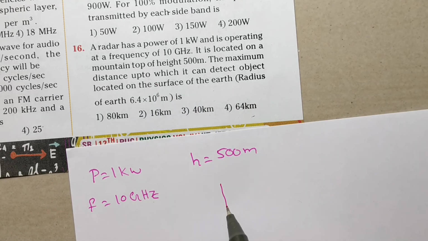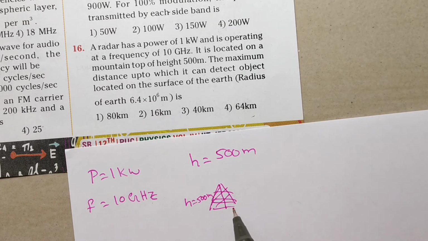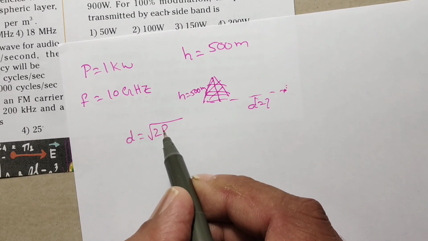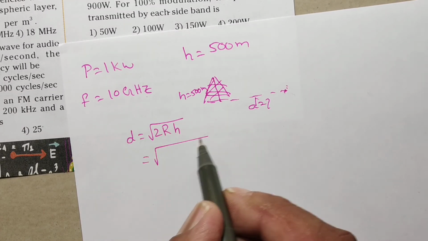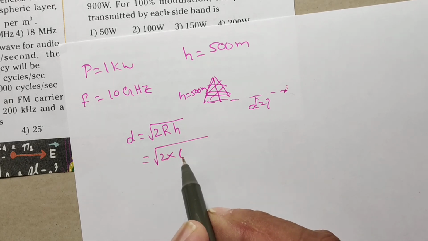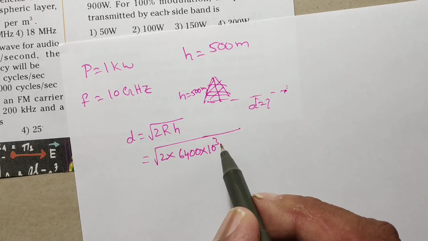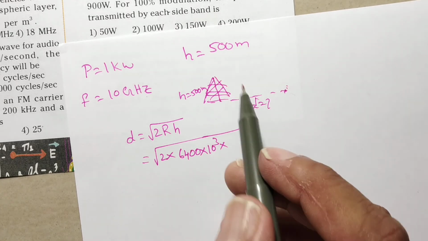Okay, now let us consider this is the mountain. The height is 500 meters. How much distance is it going to be covering? This distance we have to know. What is the formula we know? Distance D is equal to square root of 2 into R into H. R means radius of the earth, 6,400 kilometers. Kilo means 10 to the power of 3. And height is how much? 500.